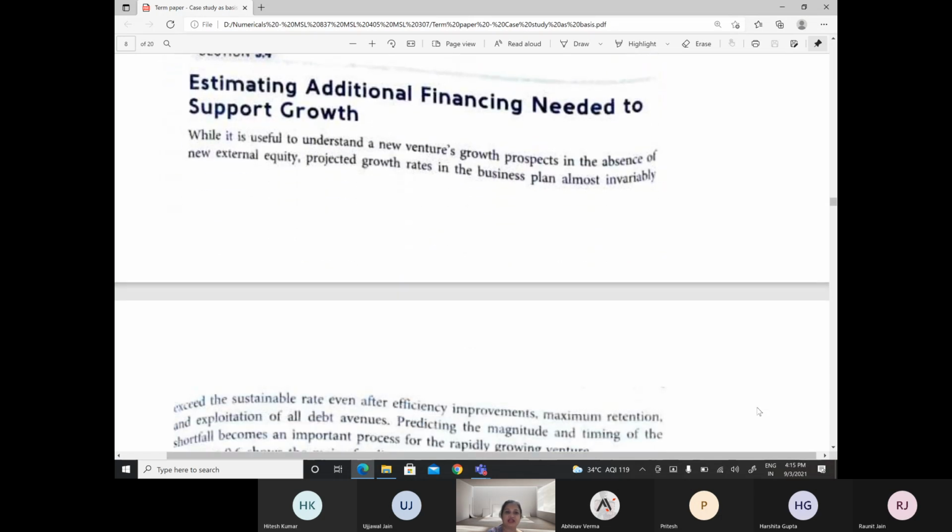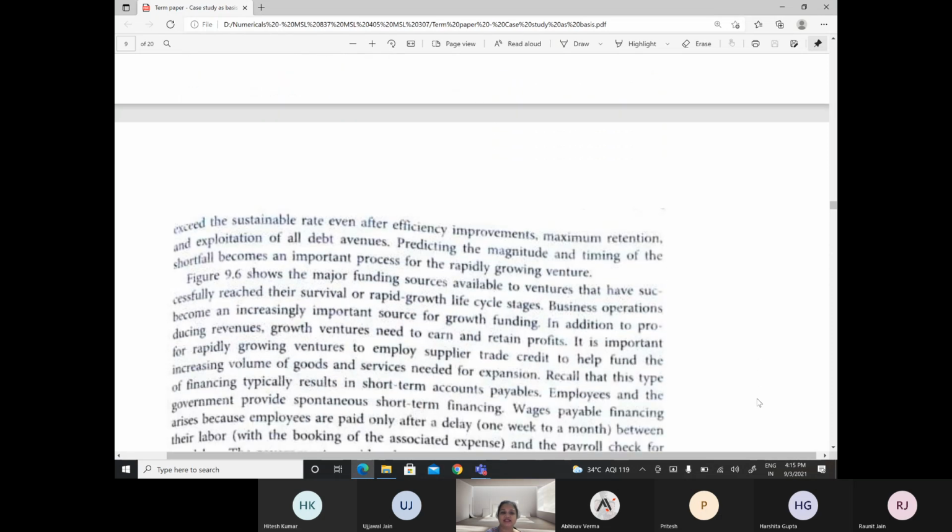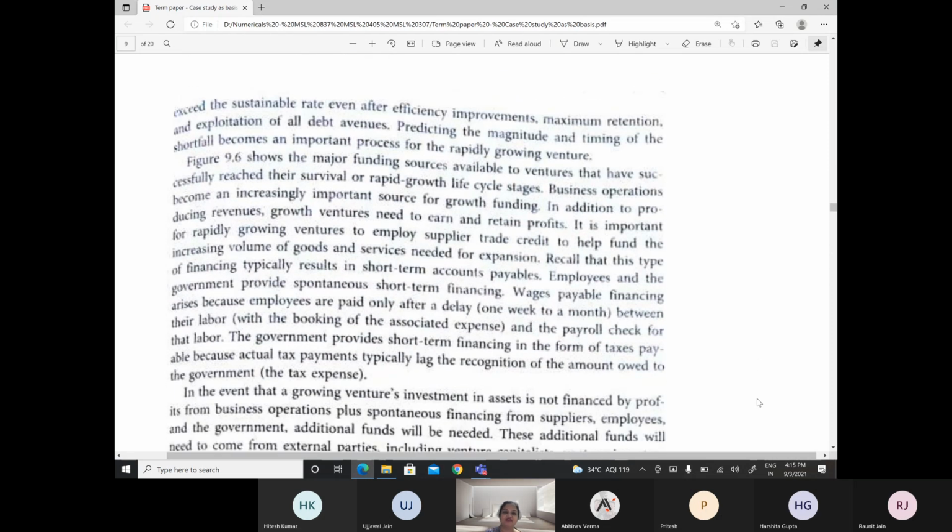Then we come to estimating additional financing needed to support growth, which we have already done through numericals, but let us look at it in more detail. While it is useful to understand a new venture's growth prospects in the absence of new external equity, projected growth rates in the business plan almost invariably exceed the sustainable rate even after efficiency improvements, maximum retention, and exploitation of all debt avenues. Predicting the magnitude and timing of the shortfall becomes an important process for the rapidly growing venture.